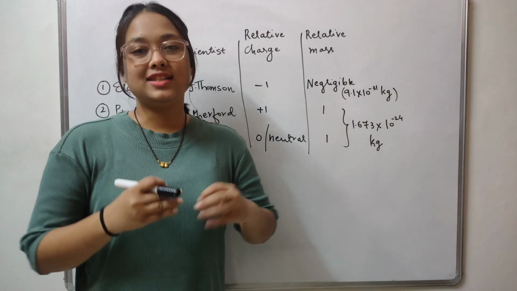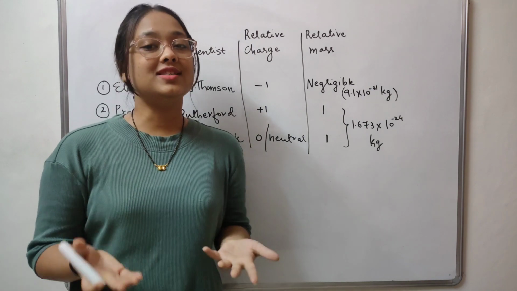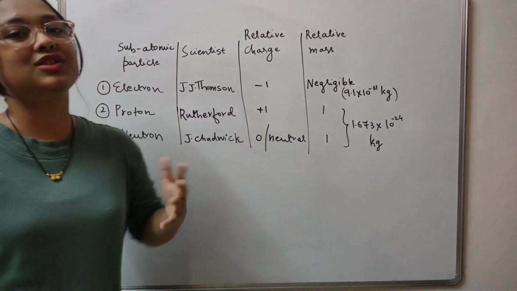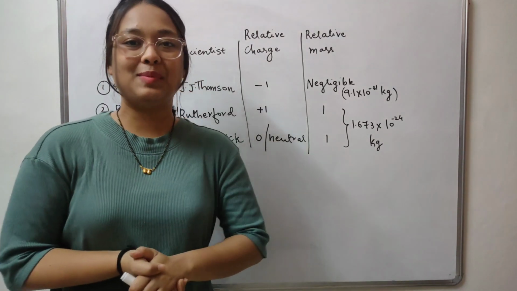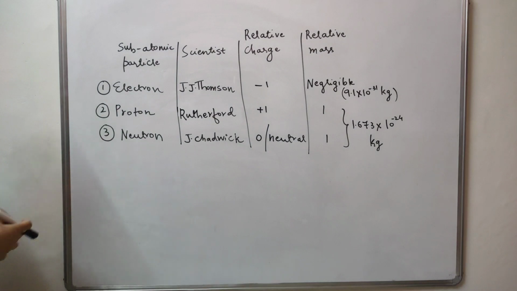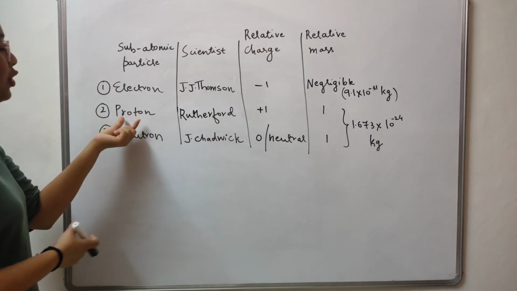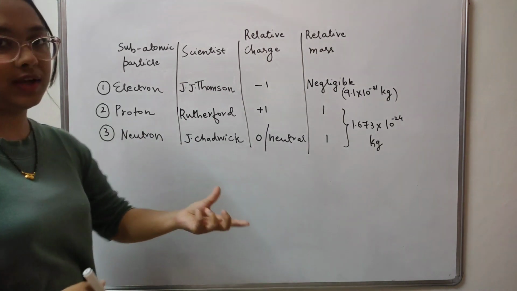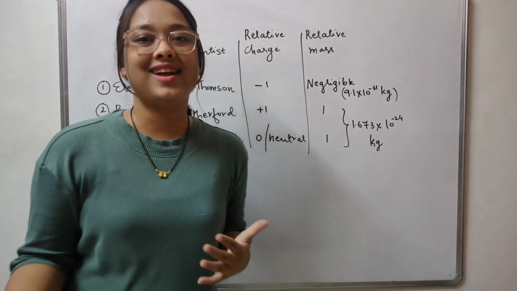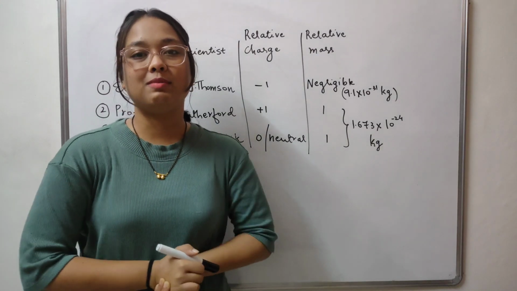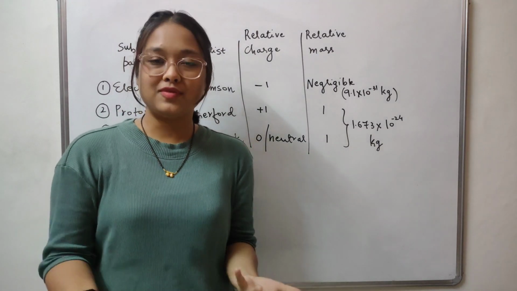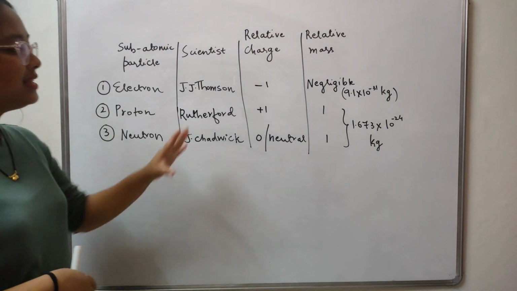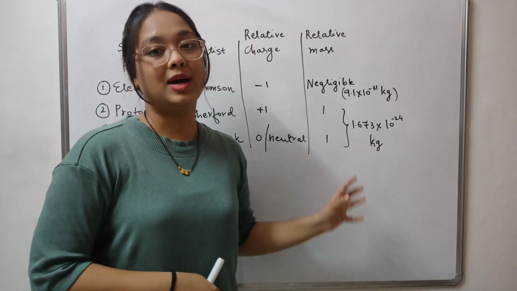So next, let us look at some of the properties of these subatomic particles. First of all, let us see who were the scientists who actually discovered these subatomic particles. The electron was discovered by Sir J.J. Thomson, the proton was discovered by Sir Rutherford, and the neutron was discovered by J. Chadwick. Now, the discovery of these subatomic particles wasn't an overnight thing. There were various experiments performed, and after that it was concluded that these subatomic particles carry the following properties, which I'm going to talk about.